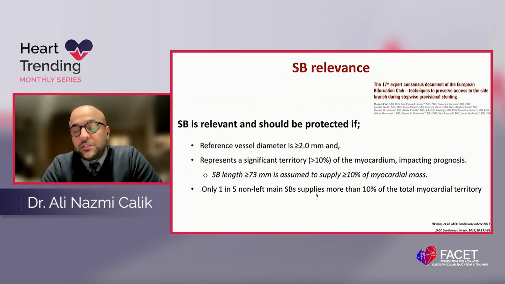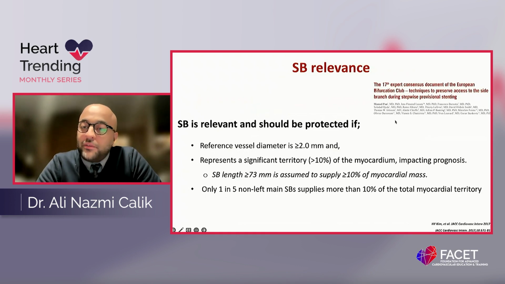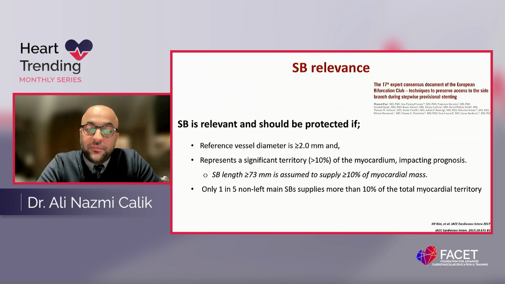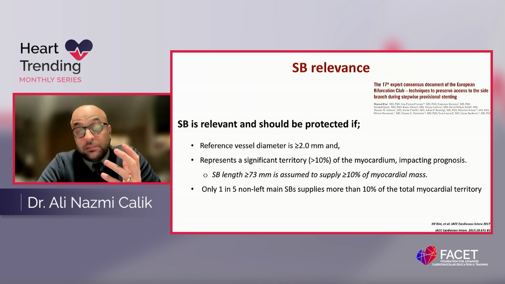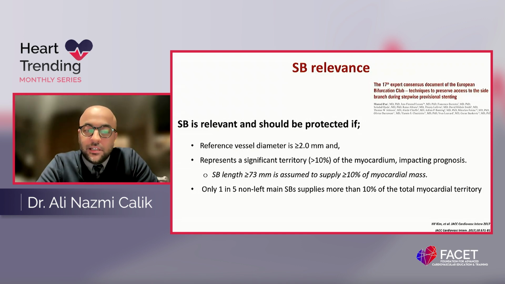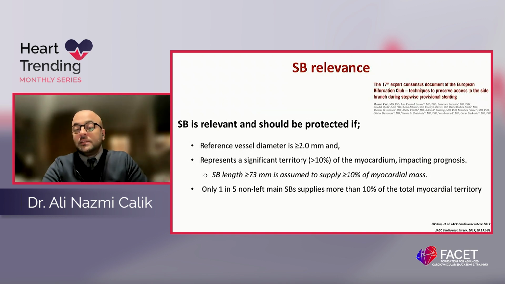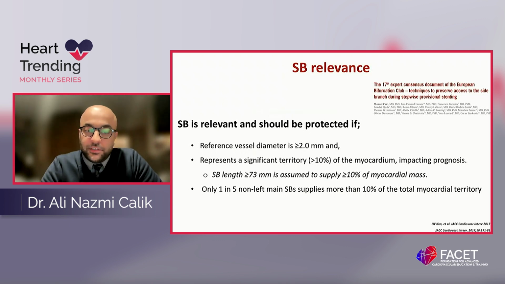When it comes to side branch relevance, there is a recent European Bifurcation Club consensus document on side branch relevance, and it says if the side branch reference vessel diameter is more than 2 millimeters, or if it represents a significant territory of the myocardium, it is called a relevant side branch. But it is always important to bear in mind that in non-left main lesions, only 1 in 5 side branches supplies more than 10% of the total myocardial territory.